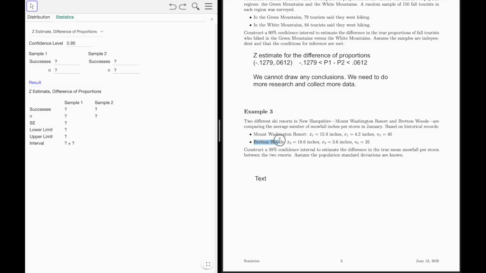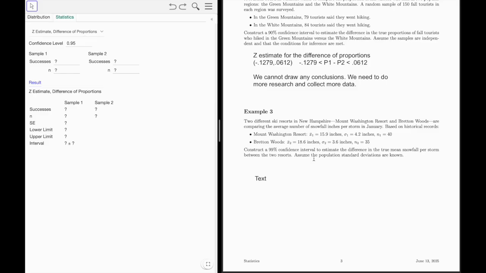And then for Bretton Woods, we have a sample mean of 18.6 inches coming from a sample size of 35 with a population standard deviation of 3.6. We need to construct a 99% confidence interval to estimate the differences in the true mean snowfall.